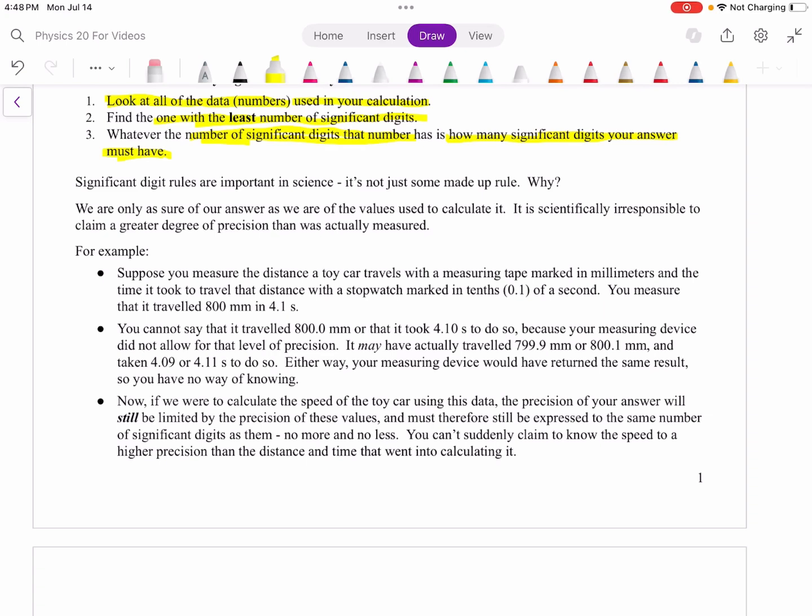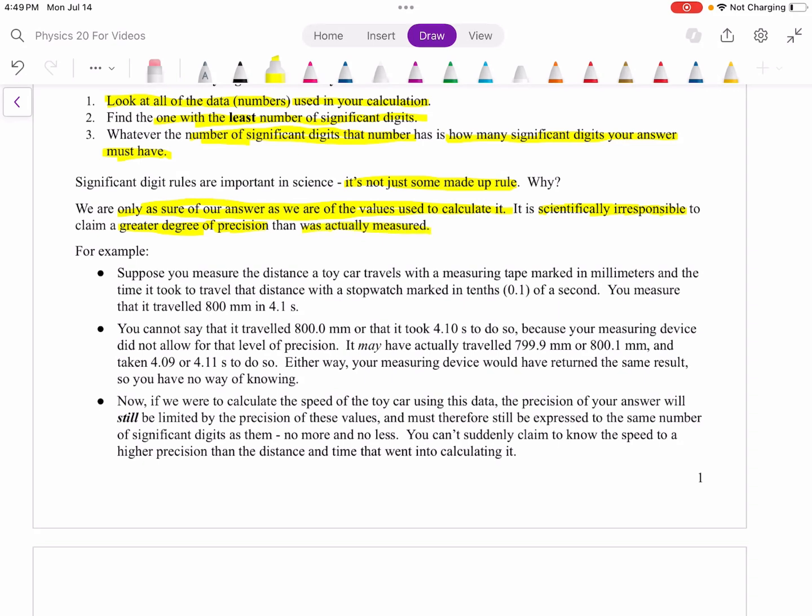So what is the big deal here? Why do we stress significant digit rules so much? I know it's sometimes presented as just a rule you gotta follow. It is important, you can lose marks for not following significant digit rules, but it's not just some made up thing that we did to trick you. It does matter, and the reason has to do with scientific communication, being responsible in how we communicate. We can only be as sure of our answer as we are of the values that we use to calculate it. It's scientifically irresponsible to claim a greater degree of precision than what was actually available to us, what we would have been able to measure.